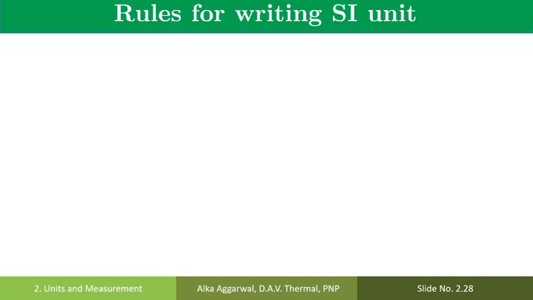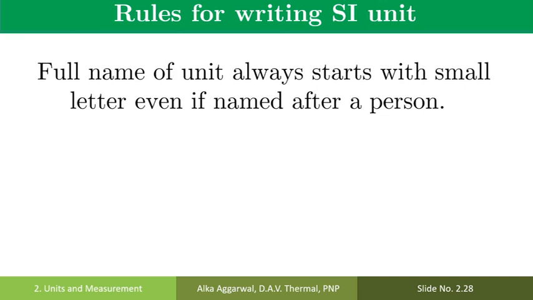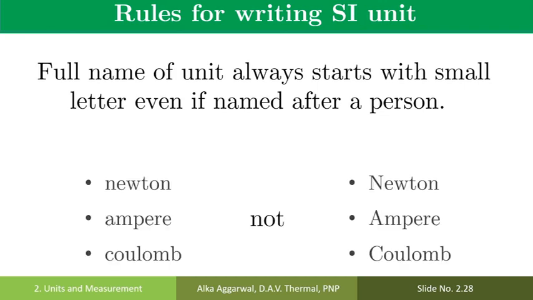Hello, in today's lecture, we discuss the rules of writing the SI unit and the use of prefixes. The rule for writing the SI unit is that the full name of a unit always starts with a small letter, even if it is named after a person. For example, the newton, which is a unit of force and is the name of a scientist, is written in this way.